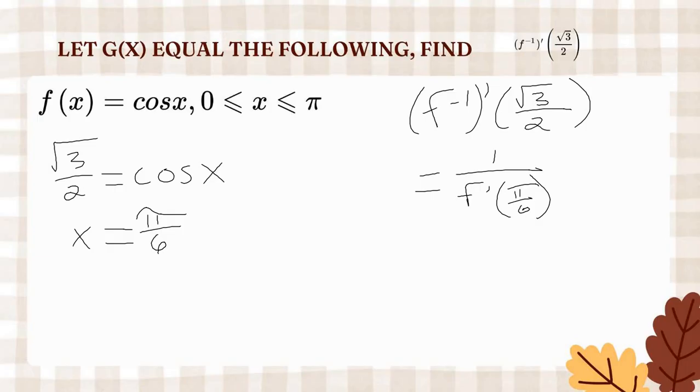What else do we need in order to plug in? The derivative. What is the derivative of f? Now we get negative sine. What is sine of pi over 6? Well, 1/2. If cosine is the square root of 3 over 2, then our sine should be the 1/2. Yes? There we go. Got writing too fast.